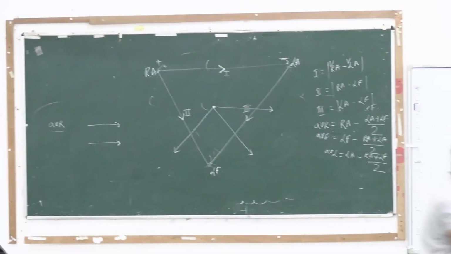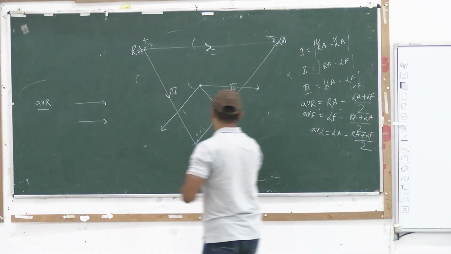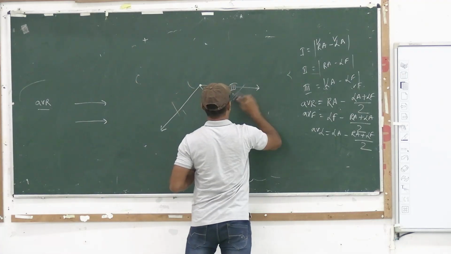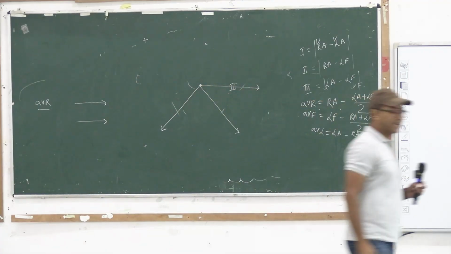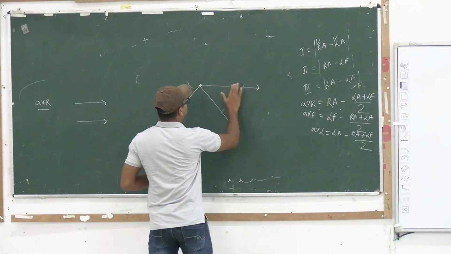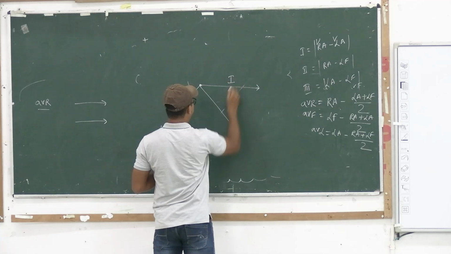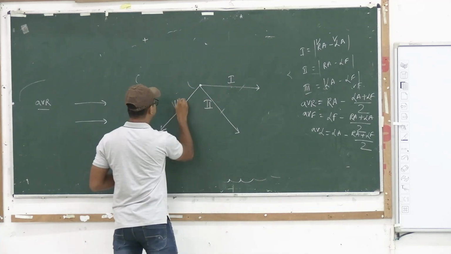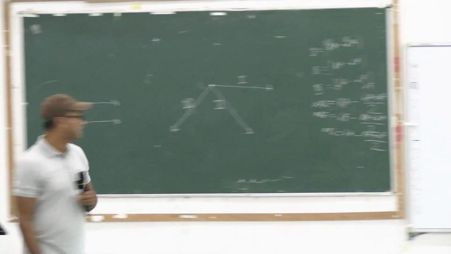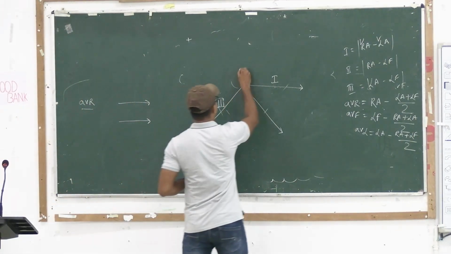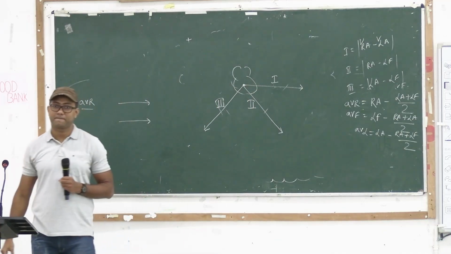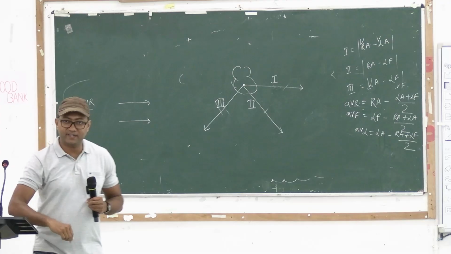Now I will remove the triangle. Triangle removed, this is lead 1, this is lead 2, this is lead 3. And at the center you have the heart, correct? Do you remember the first vector?